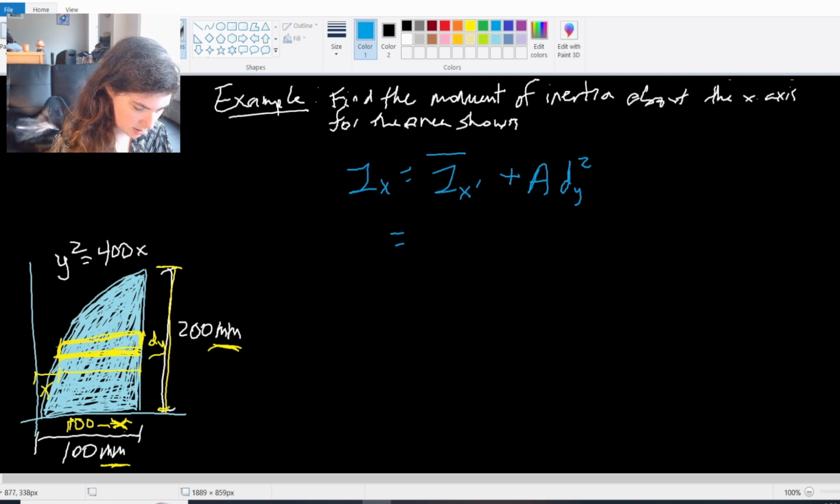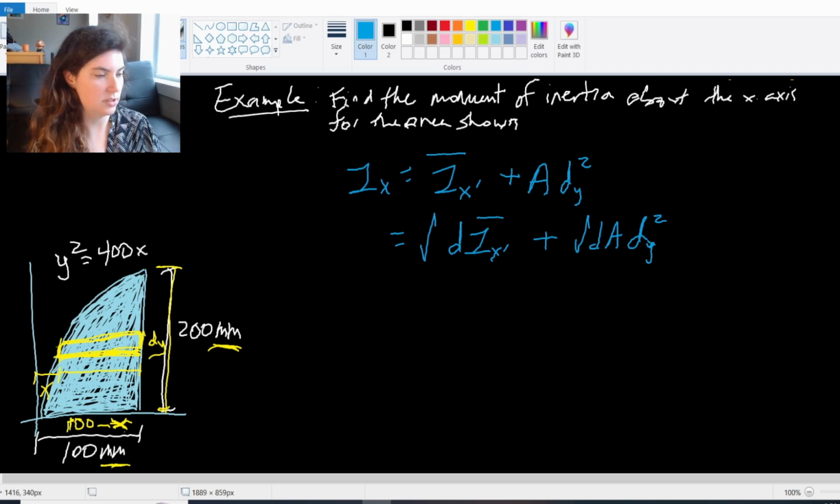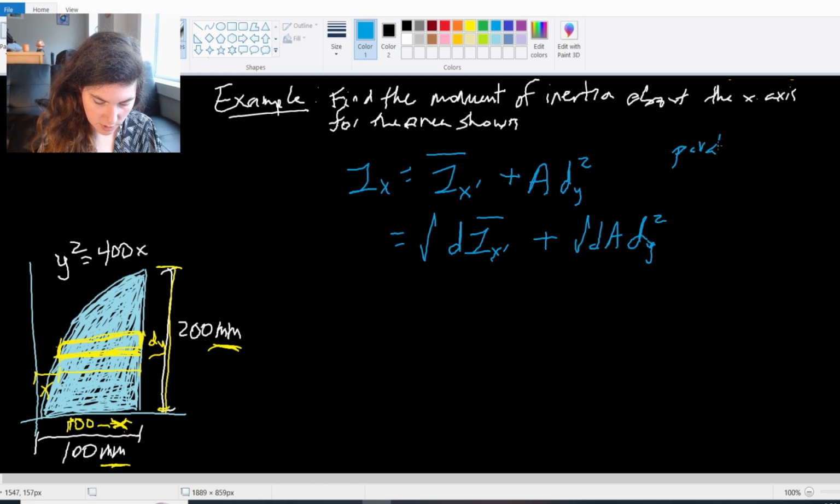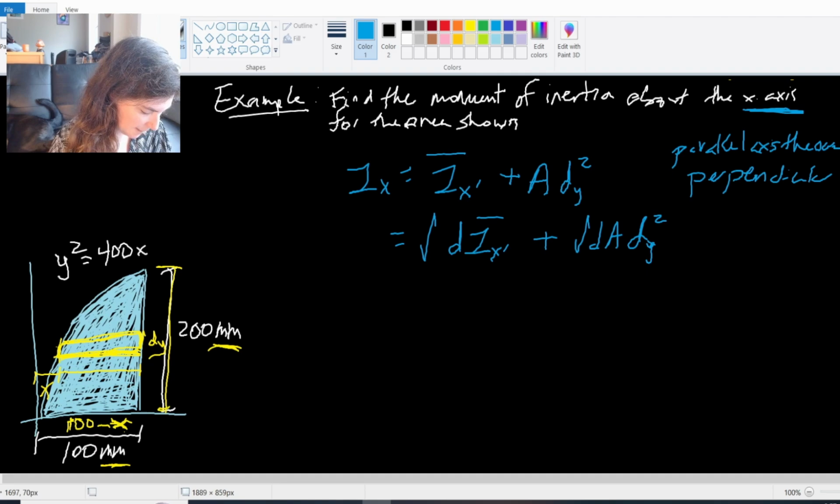So this is going to be the integral of dI prime plus the integral of dA times distance, not a differential, distance y squared, the distance to the centroidal y squared. So now let's break down these terms and figure out where these would go. So we're using the parallel axis theorem, and for that we need perpendicular slices. Since we're still finding this about the x-axis, a perpendicular slice is perpendicular to the x-axis. Pretty self-explanatory there.